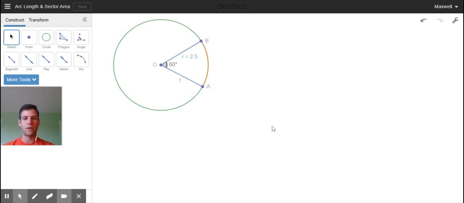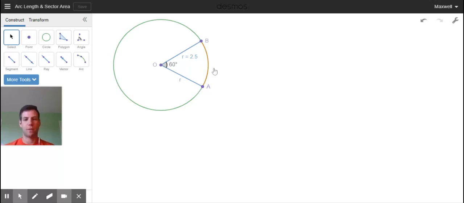Now, our goal here is to derive the formula for how you would find the length of this orange arc right here from B to A, this minor arc BA. The first thing we would think about is what it would be in degrees. There is a theorem for circles that the central angle, which is 60 degrees here, means that the arc it hits is also the same amount of degrees. So you could say that arc BA is 60 degrees.